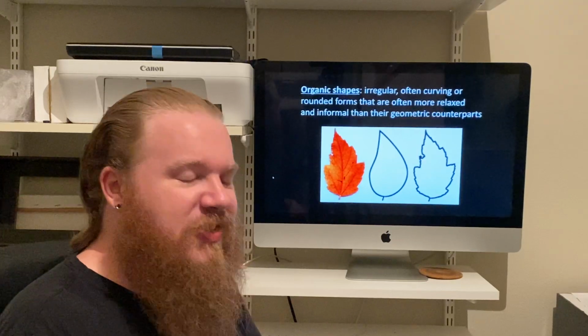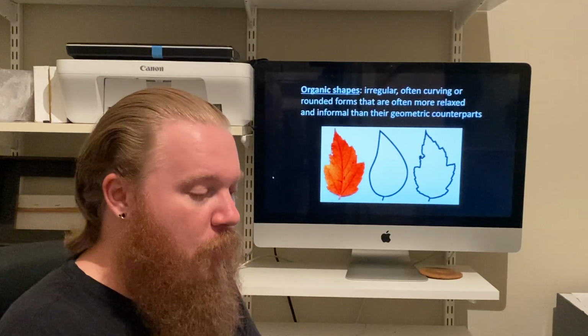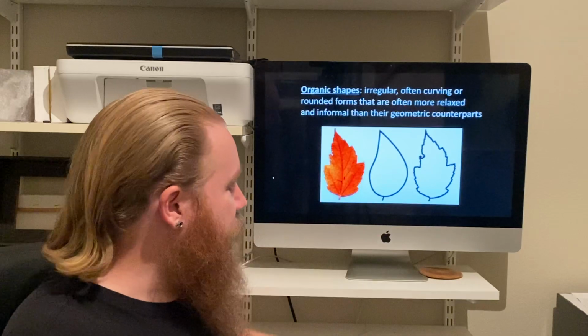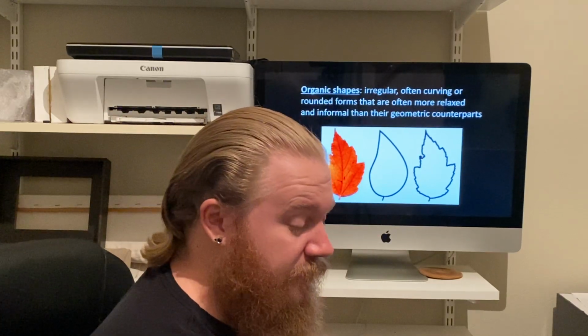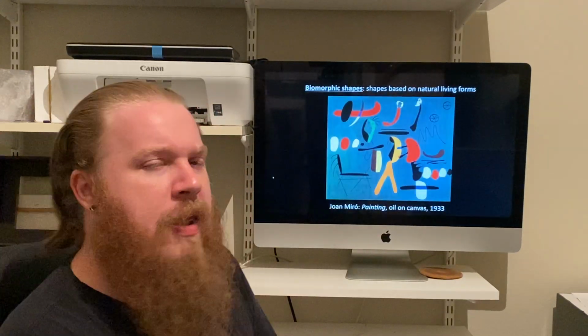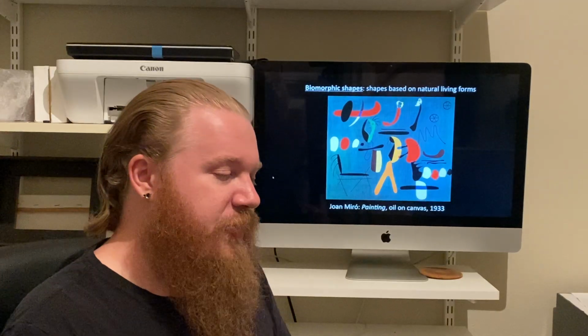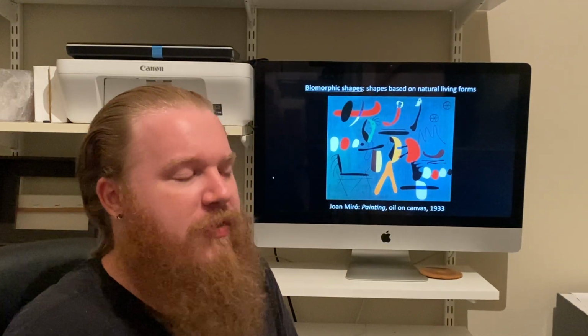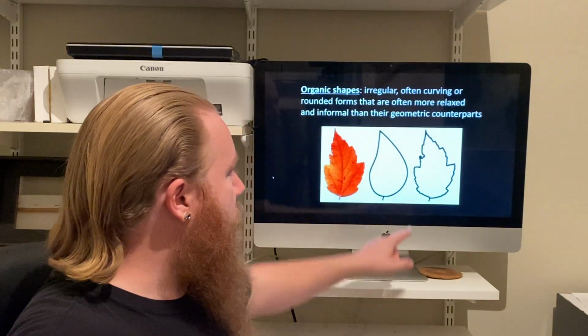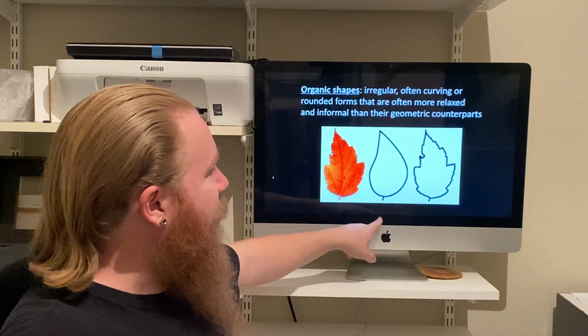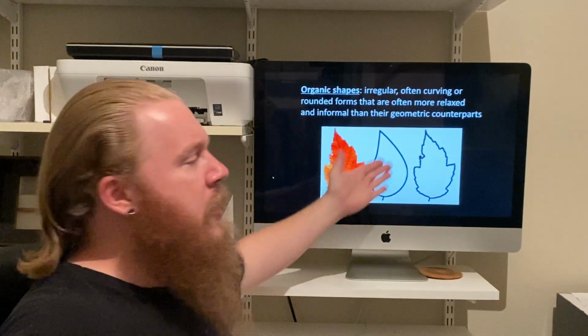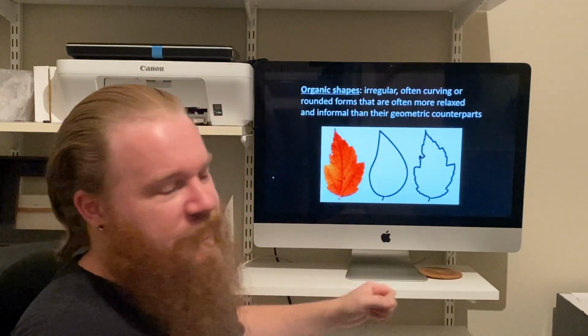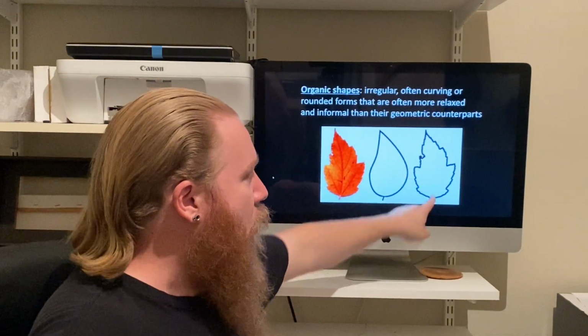So organic shapes tend to be very curvilinear in origin. Now, next to it, we also have an example of our next form of shape, and that would be biomorphic shape. And so biomorphic shapes refer to shapes based on natural living forms. So once again, just to go back, here we can have the organic shape based on the biomorphic shape of the leaf. So organic, biomorphic.